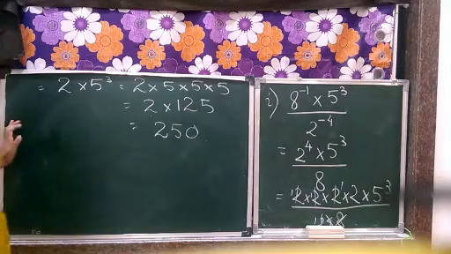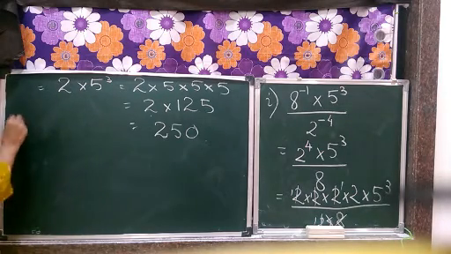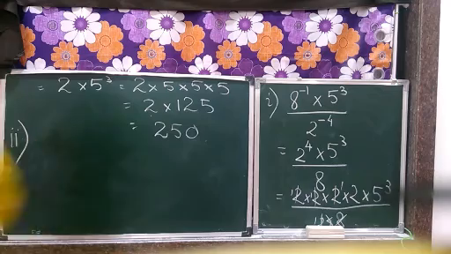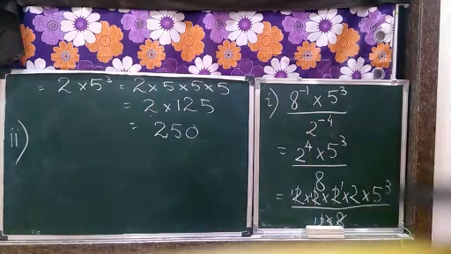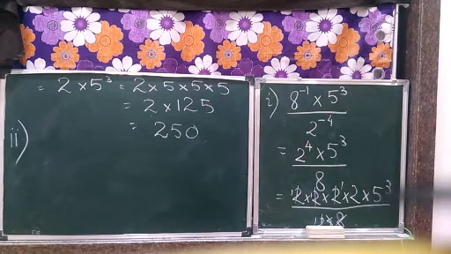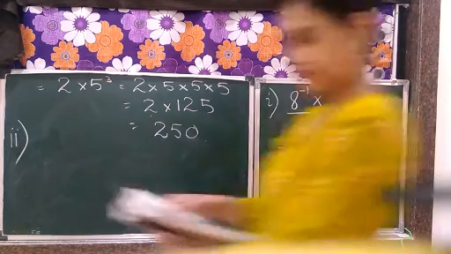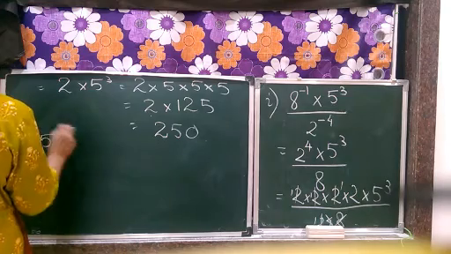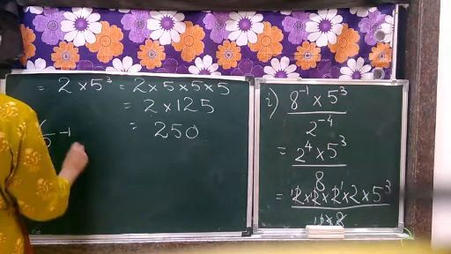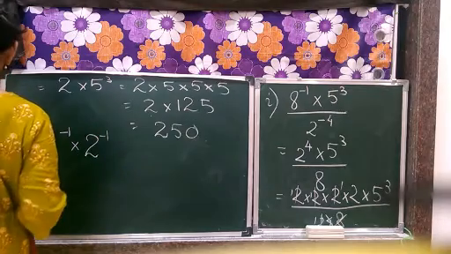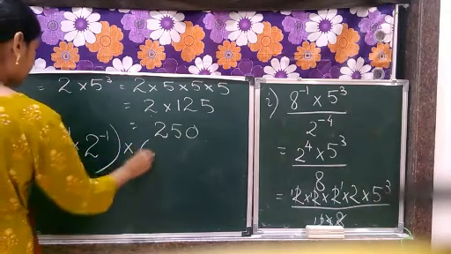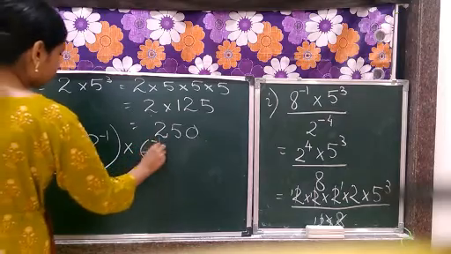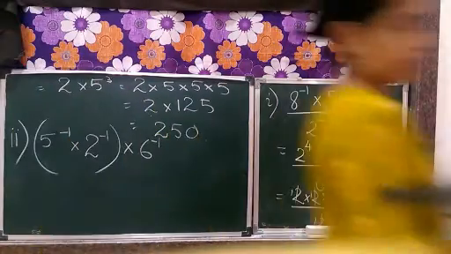The answer is 250. Now we will start the second one. 5 raised to minus 1 into 2 raised to minus 1 into 6 raised to minus 1. Let's start.